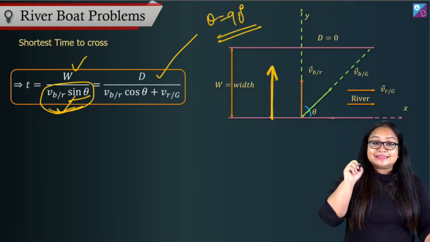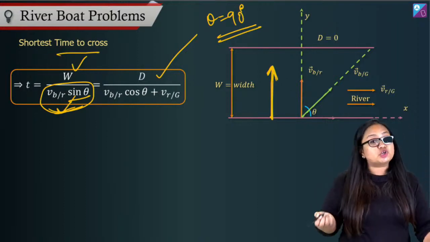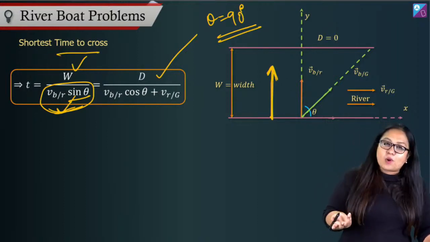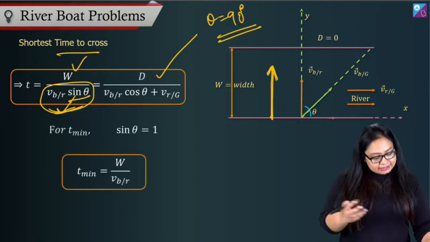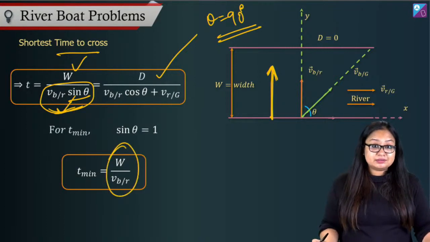Yes. That tells me that at theta equal to 90 degrees, I'm going to get the shortest time to cross. And what will that shortest time be? That shortest time will come out to be W upon VBR. Okay?